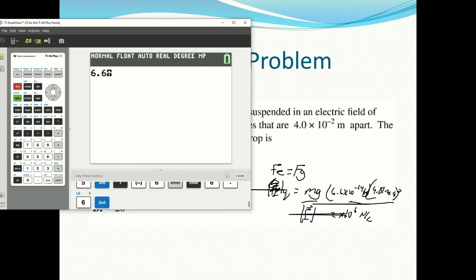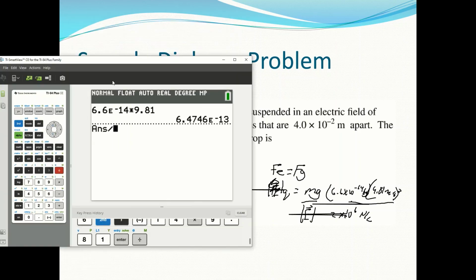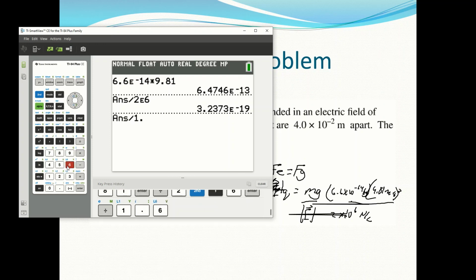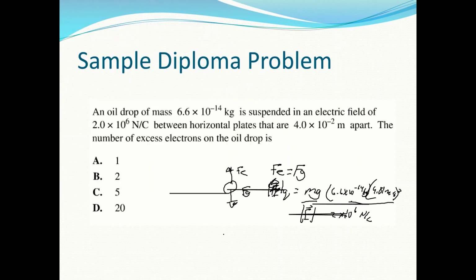6.6 times 10 to the negative 14 times 9.81 divided by, can't read my own writing, 2 times 10 to the 6. Right, so that's our charge. If we divide it by the elementary charge, 1.6 times 10 to the negative 19, it'll tell us how many excess electrons are in there, so there's 2. So it looks like B is the answer. And that's it.